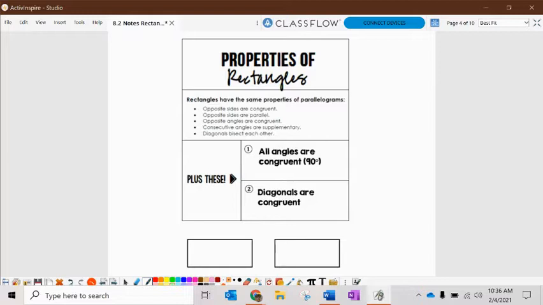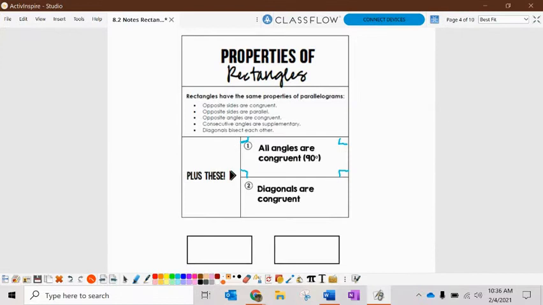today. All angles are congruent. Specifically, they're going to be 90-degree angles. So in the corners, we will have 90-degree angles. And so that makes all 4 of the angles congruent because they're all 90 degrees, okay? And the diagonals are congruent, okay? So let's take a look at what that means.